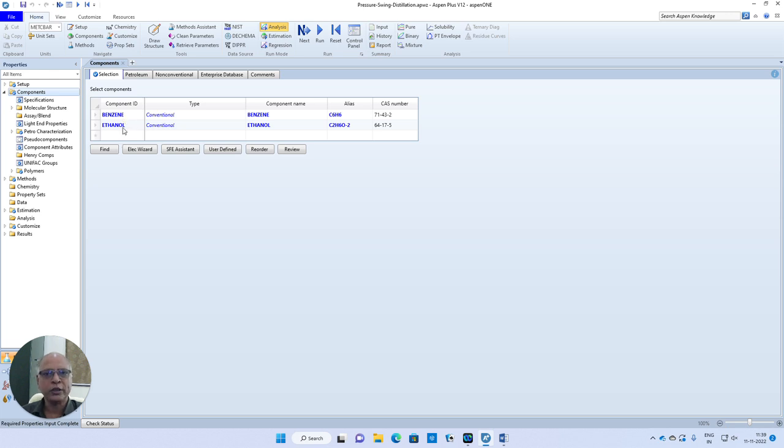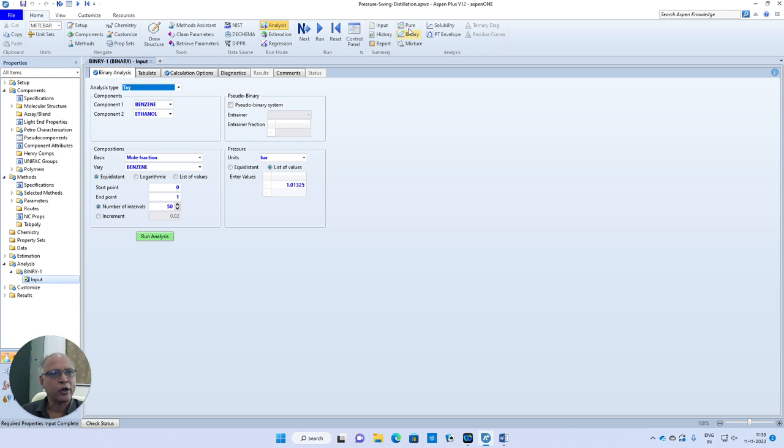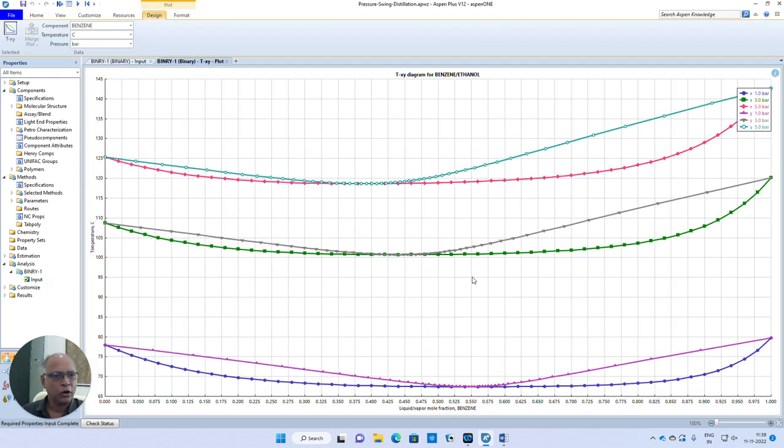Define the two components that are involved in this problem, then select the property method, which I have selected as UNIQUAC RK. Before proceeding with simulation, let us check whether the system is exhibiting a pressure sensitive azeotrope or not. So I go to binary, then draw the TXY diagram at 3 different pressures, 1, 3 and 5 bar. Run analysis. You can see the composition is going to vary with respect to pressure.